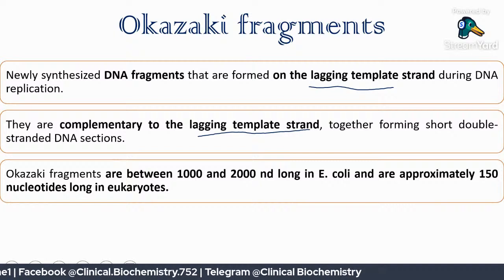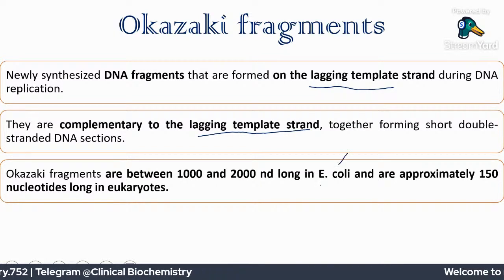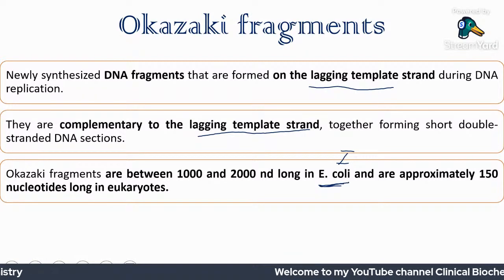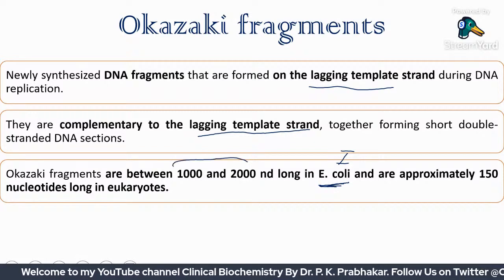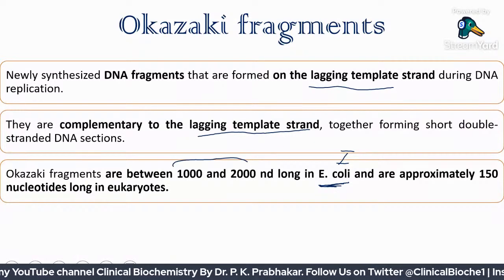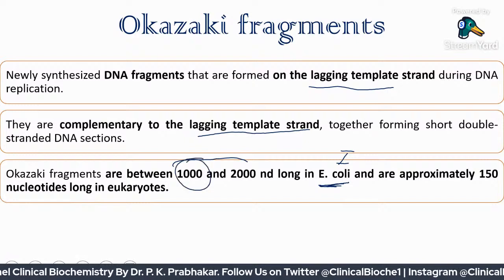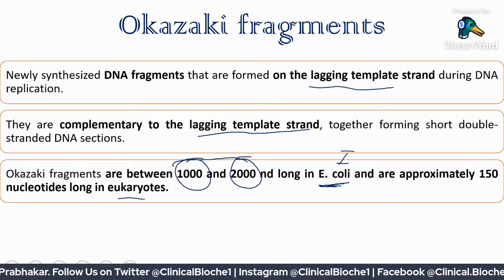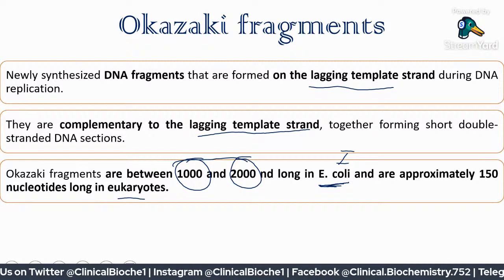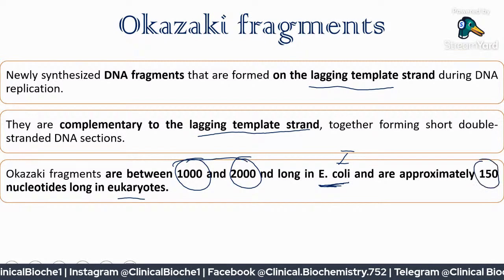The length of this Okazaki fragment in case of E. coli, so this should be in italics. Whenever we are writing microorganism names, any organism names, it should be either underlined or in italics. Sorry for this one. The E. coli name should be E. coli. In case of E. coli, the Okazaki fragment's length is roughly 1000 to 2000 nucleotides long, whereas in eukaryotes, its length is very small. It is 150 to 200 base pairs long only.